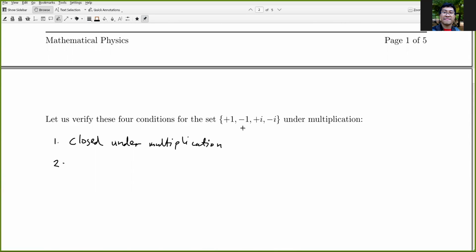Associativity, it would be obvious that the associativity holds.